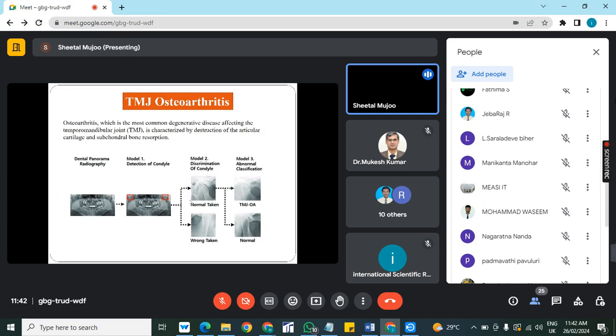Then comes your TMJ osteoarthritis. Osteoarthritis is the most common degenerative disease affecting the TMJ, and it is characterized by the destruction of articular cartilage and subcondylar bone resorption.